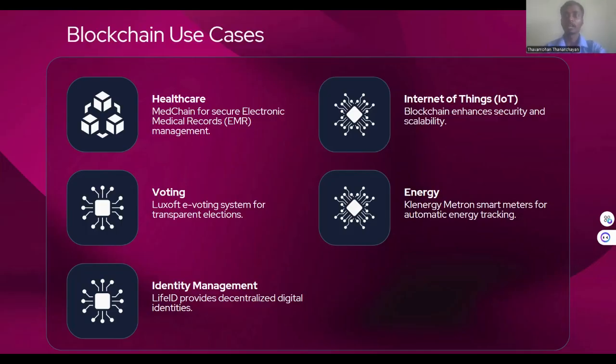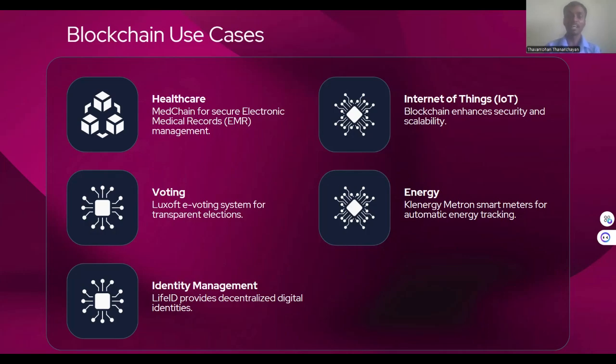Next, in voting systems, blockchain ensures transparency and trust. A great example is Luxoft's blockchain-based e-voting platform, which was successfully used for online consultations in Switzerland. This platform solves many of the security gaps in traditional e-voting systems. For identity management, blockchain supports self-sovereign digital identities that give individuals full control over their personal data. The Life ID platform is one such system.